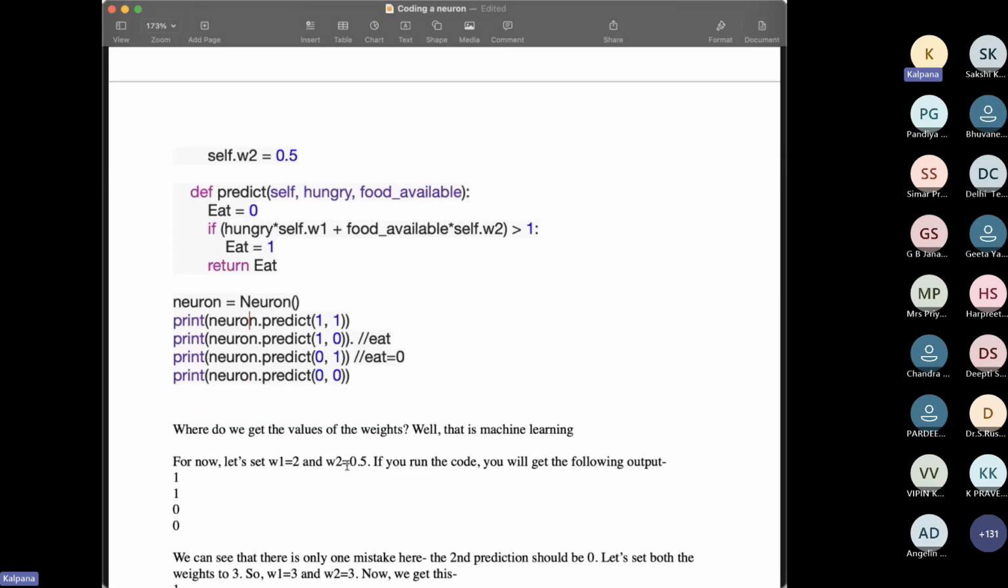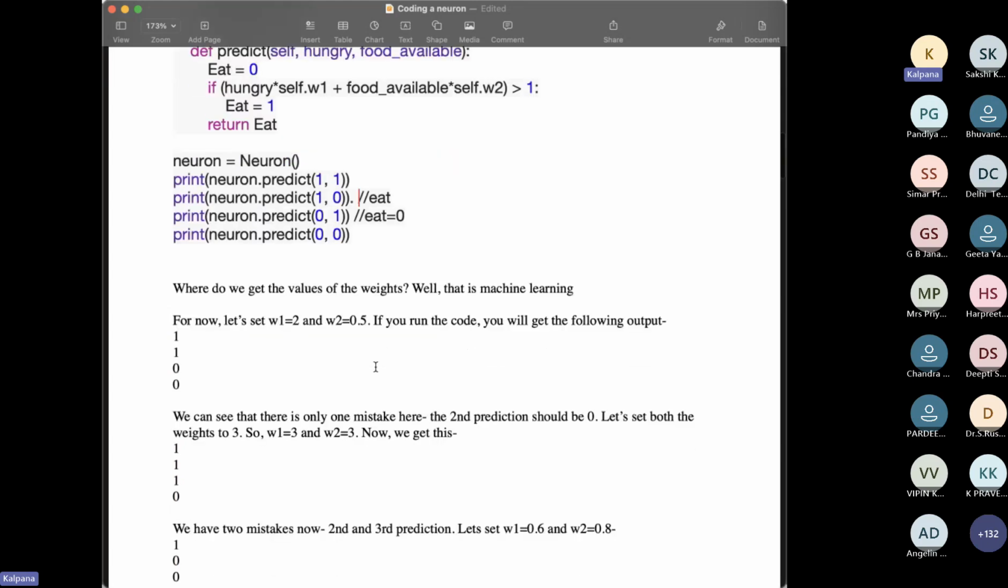Okay, we have put 2 and 5, and if you run, this is the answer. We are getting 1, 1 and 0, 0. For these two inputs, the answer is 1. And for the last two inputs, the answer is 0. Now, there is only one mistake. Actually, there is only one mistake. This prediction is incorrect. The neuron is predicting the second one incorrectly.